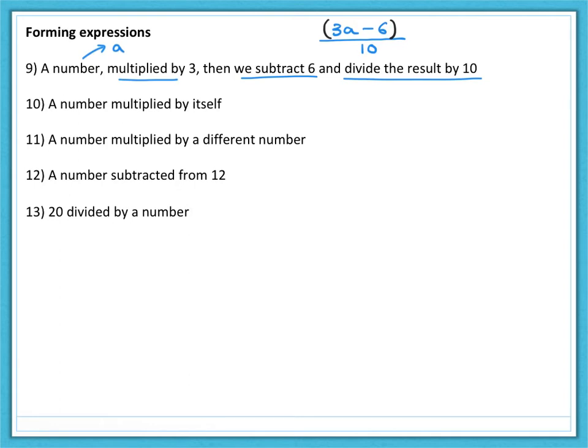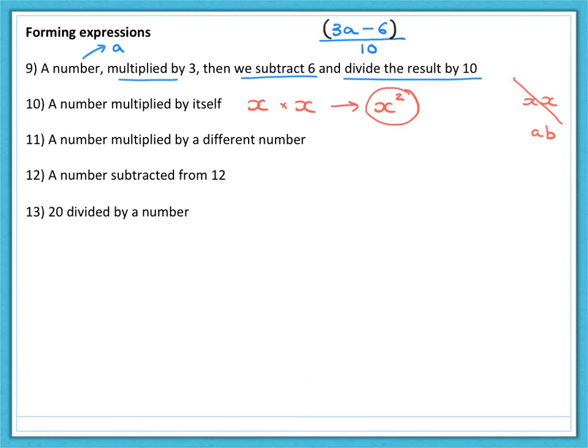Number 10, a number multiplied by itself. So let's call my number x. Now if I want to multiply x by itself, I'm doing this, x multiplied by x. And hopefully you know that that means x squared. Some people might try and write xx, but that's not really the neatest way of doing it. We would have to write ab if it was a number multiplied by another number, but because the numbers are the same, x times x, the best answer here is x squared.